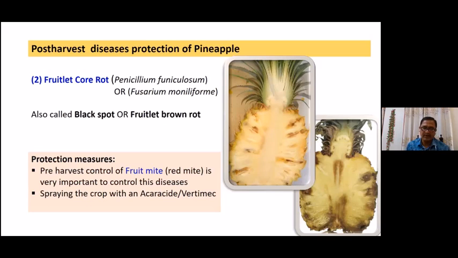So that can be controlled by spraying in the field. Abamectin is commonly used in our area. We use the abamectin for controlling the mite. So if you can control the mite, that may help to reduce the fruitlet brown rot or fruitlet core rot disease in the stores.